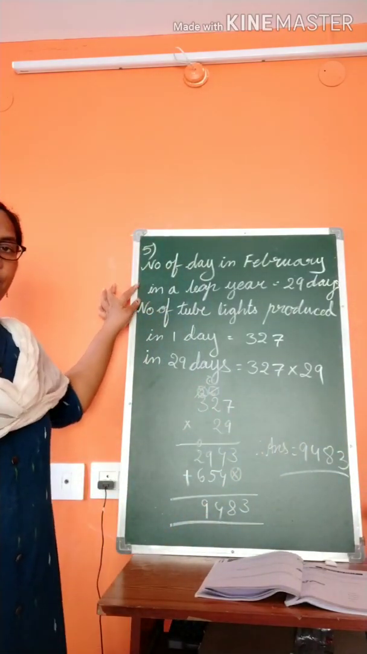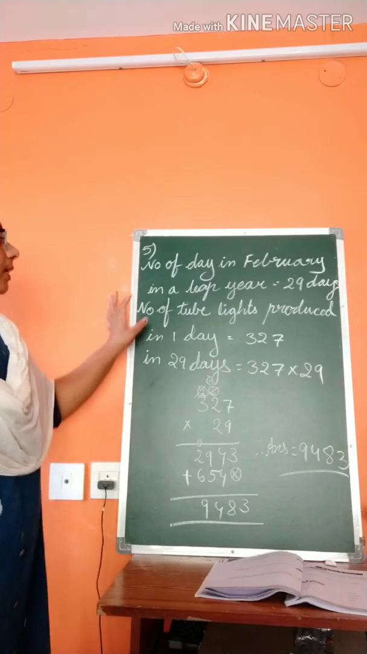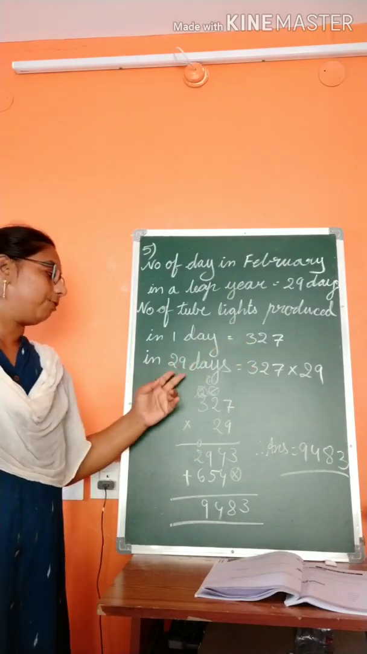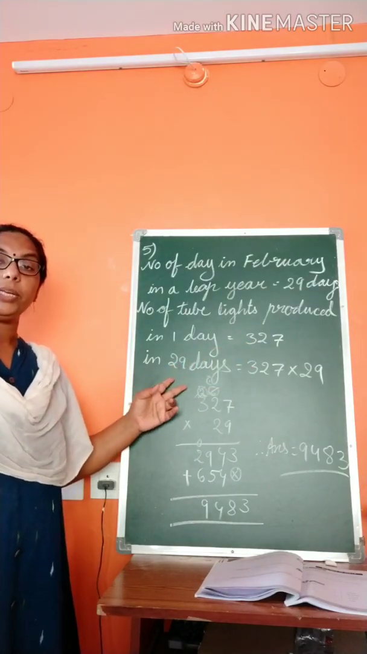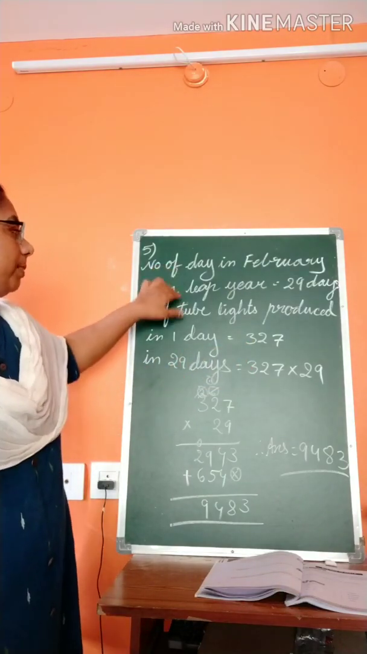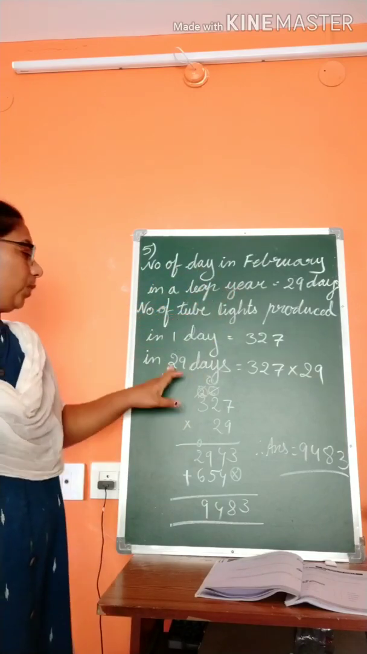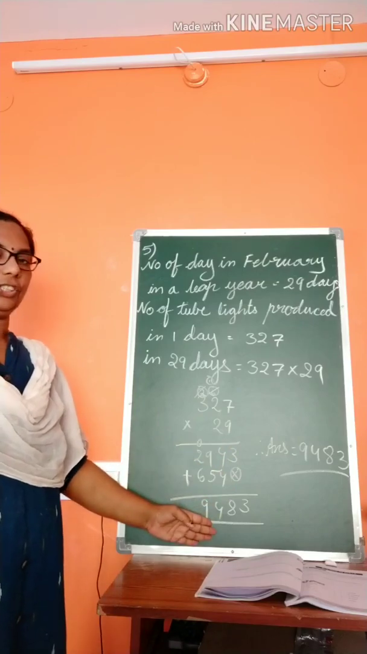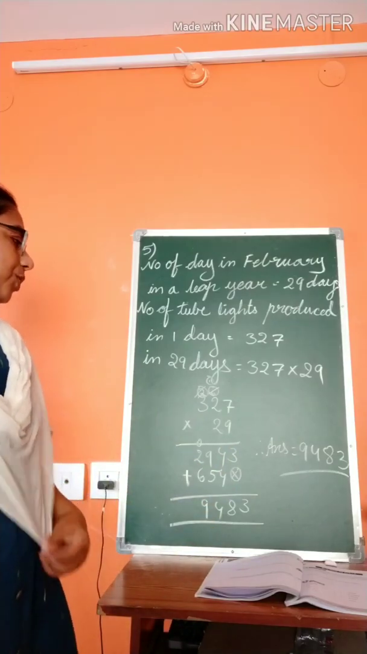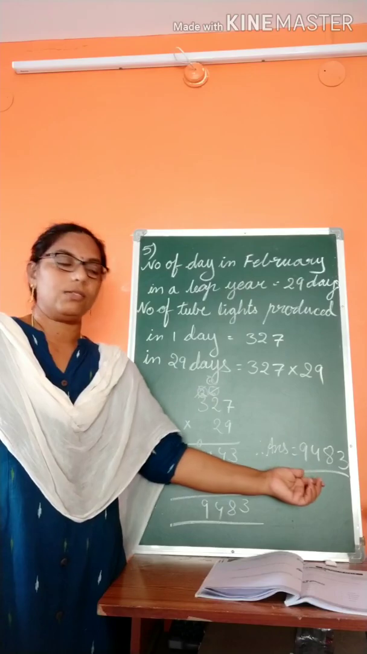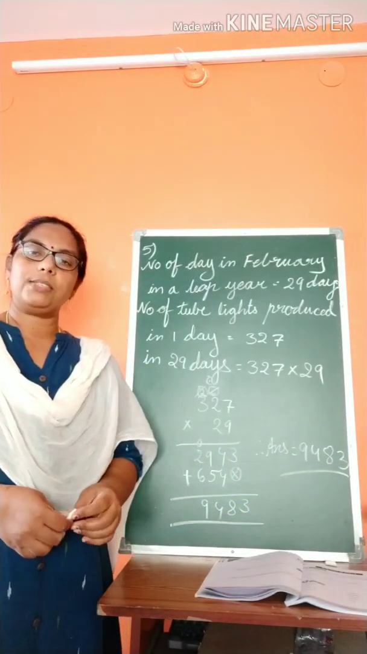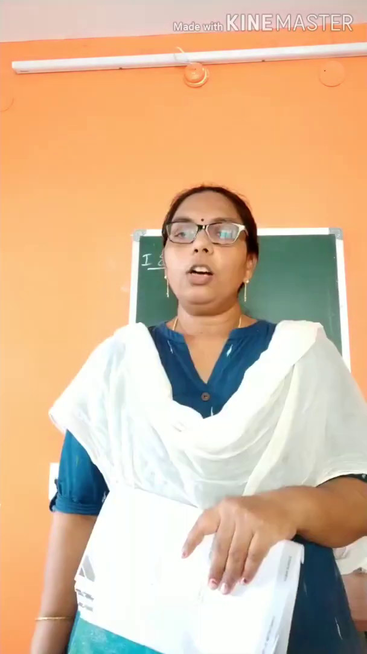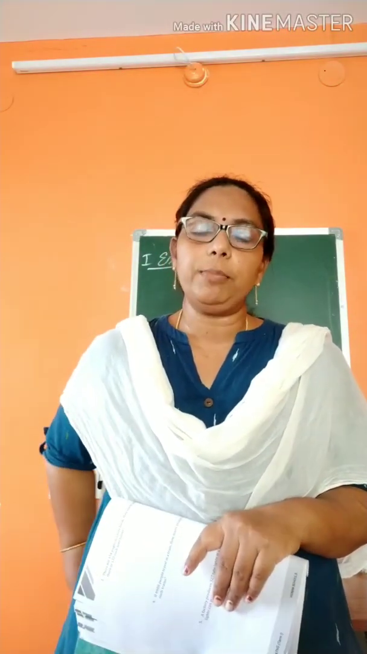Okay children, see here they gave the number of tube lights produced for one day, and we have to find out for 29 days. Why were we taking 29 days? Because the month of February in a leap year has 29 days. And this is the calculation. So how many tube lights were produced in the month of February, children? It is 9,483 tube lights were produced. Okay, got it? Next. Okay children, this is how we do word problems in multiplication.